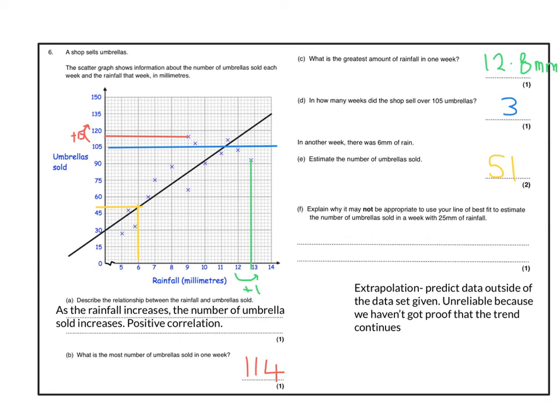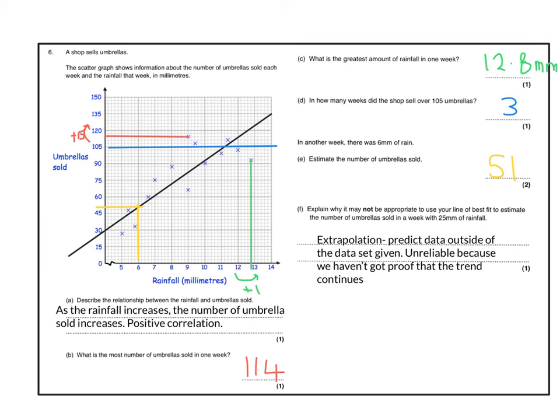Now, this is opposed to interpolation, which is what we were doing in part A. We were predicting inside the data set. So there's 2 definitions that you need to be really clear on there.